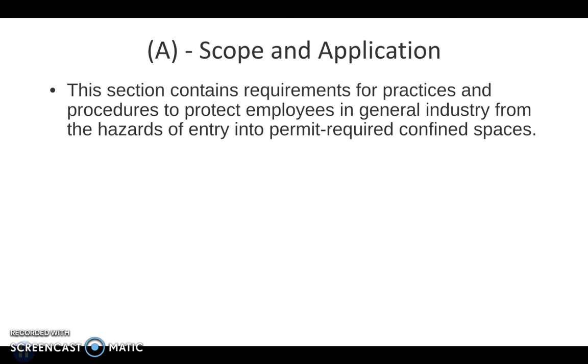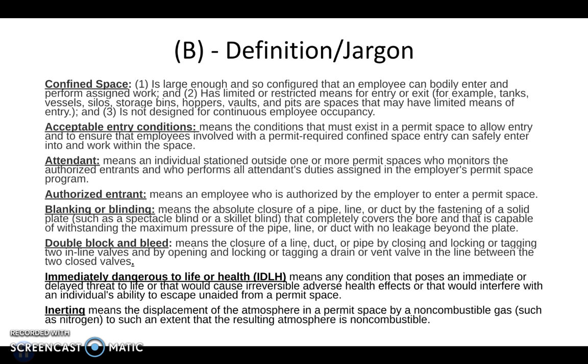Scope and application. This section contains requirements for practices and procedures to protect employees and general industry from the hazards of entry into permit-required confined spaces. Definition/jargon. The key terms from this slide are confined space, which is a space that is meant to be worked on from within and has limited access but isn't meant to be continuously occupied. Attendant, which will be covered later, and immediate dangerous to life or health, which is any dangerous condition.